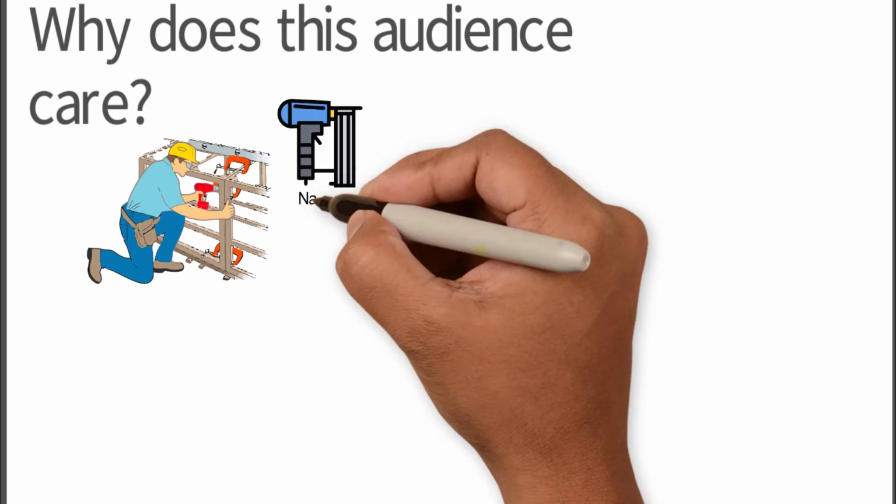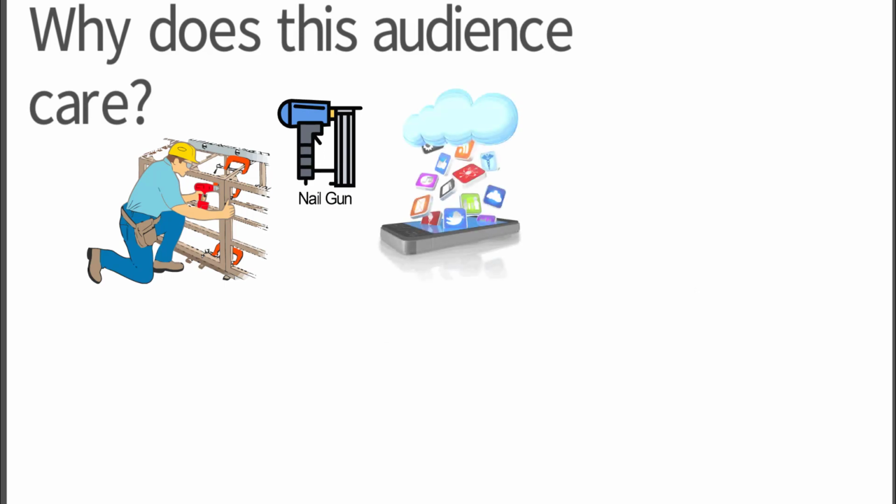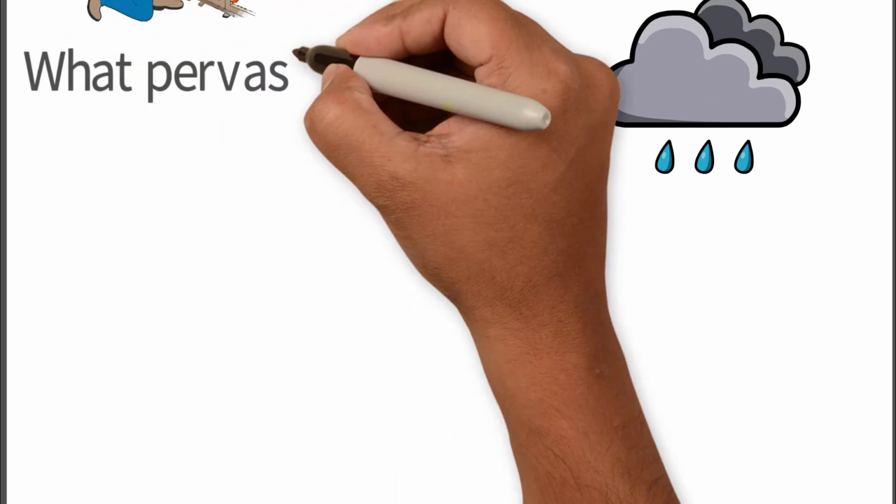Okay, so if we take the audience as carpenters, it's easy to talk to a carpenter about why they care about a nail gun. But if we want to talk to them about apps on their phone, you don't want to tell them that it's cloud. That doesn't mean anything to them. You want to talk about how it helps them with their invoicing and stuff like that.